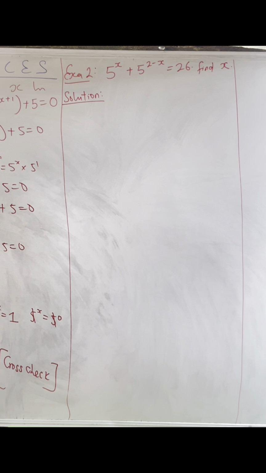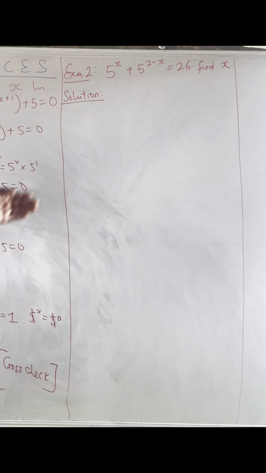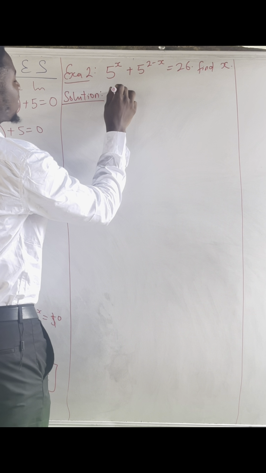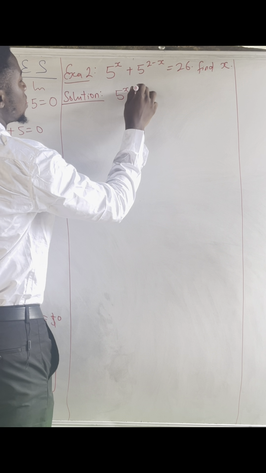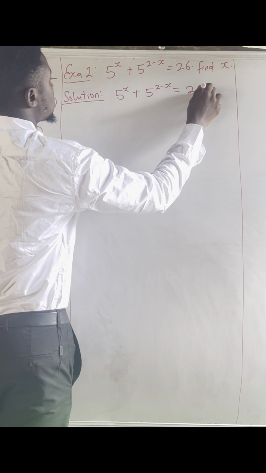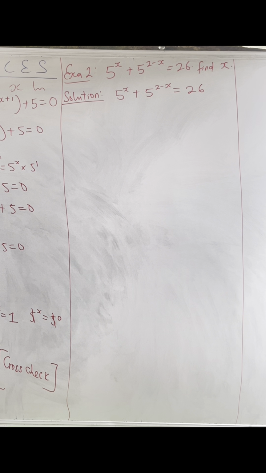So guys, in this particular example, we are to look for x, right? So what I'm going to do is write solution. Now, this is the question given to us. Let's first write the question: 5 raised to power x plus 5 raised to power 2 minus x is equals to 26. So guys, look at me.